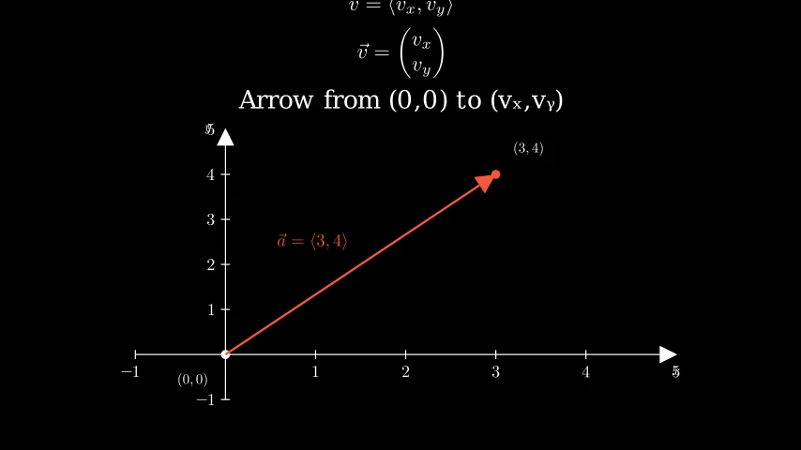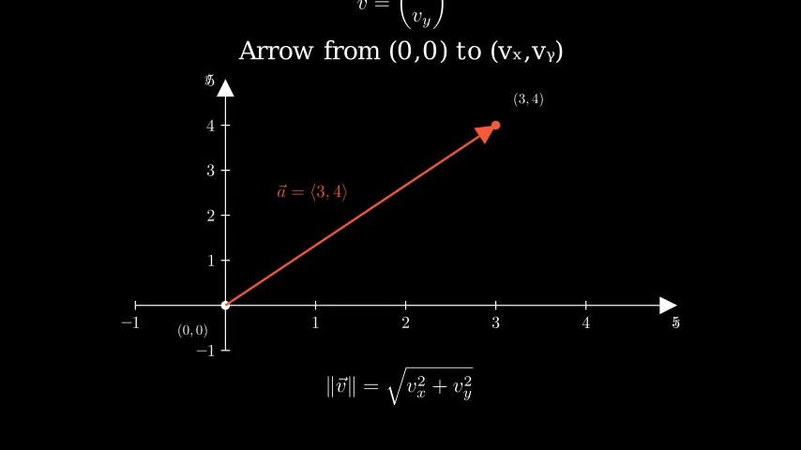Next, let's talk about the magnitude or length of a vector. The magnitude of a vector v is denoted by two vertical bars on each side, and it's calculated using the Pythagorean theorem. For a 2D vector, v equals ⟨v_x, v_y⟩, the magnitude is the square root of v_x squared plus v_y squared.